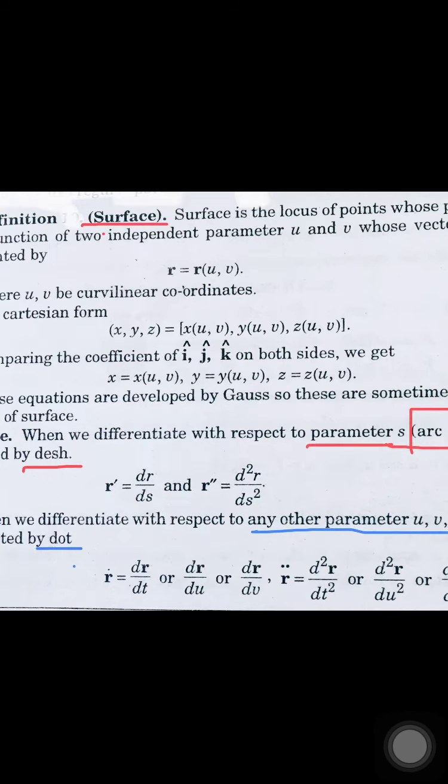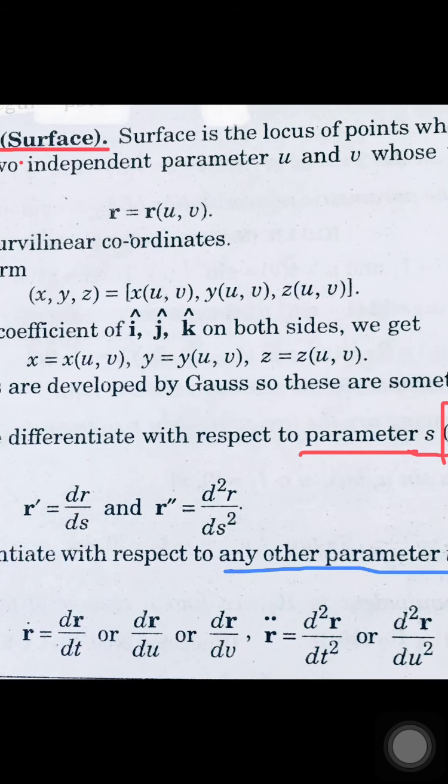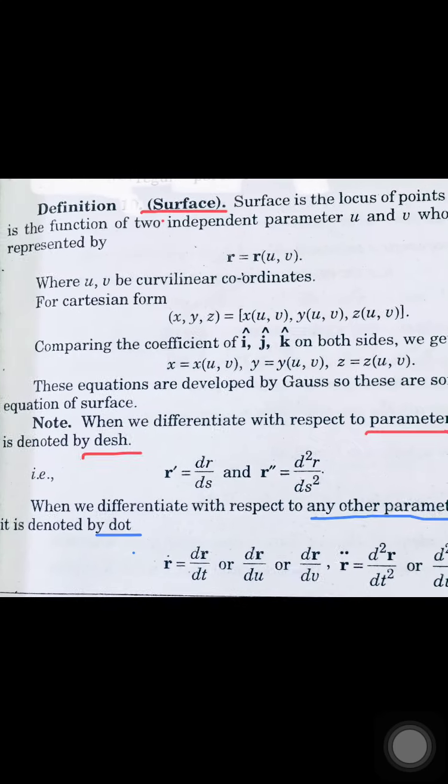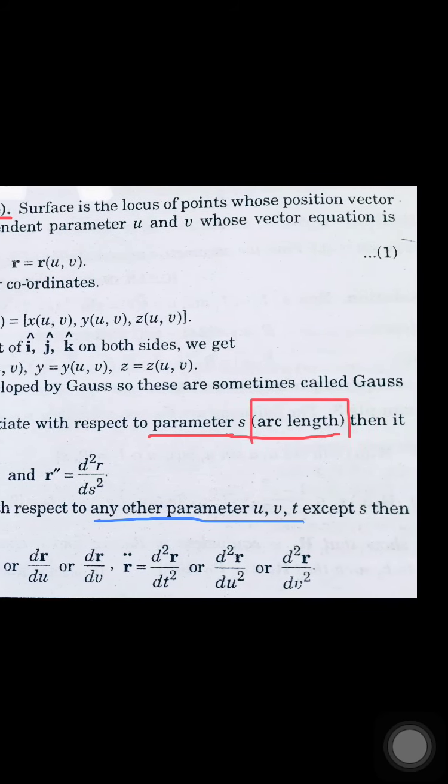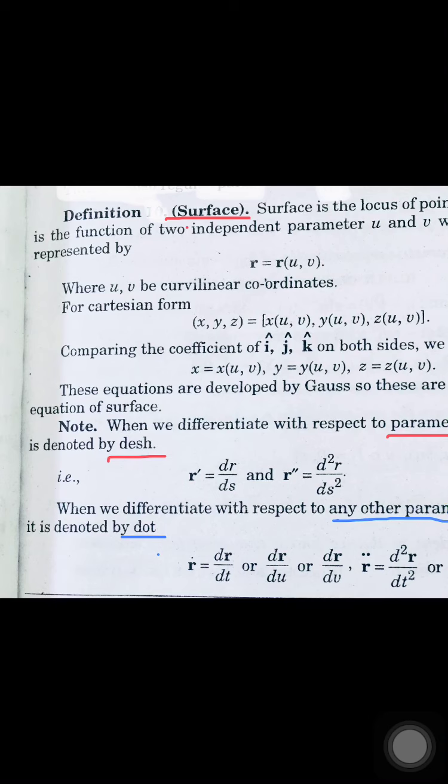For Cartesian form, we have x comma y comma z, but x, y and z should be in two variables. So x is x of u comma v, y is y of u comma v, and z is z of u comma v. So x, y, z are related with two parametric variables u and v. So this can be written like this: x equals x of u, v, y equals y of u, v, z equals z of u, v. This type of equation was developed by Gauss, so it is sometimes also called the Gauss equation of surfaces.